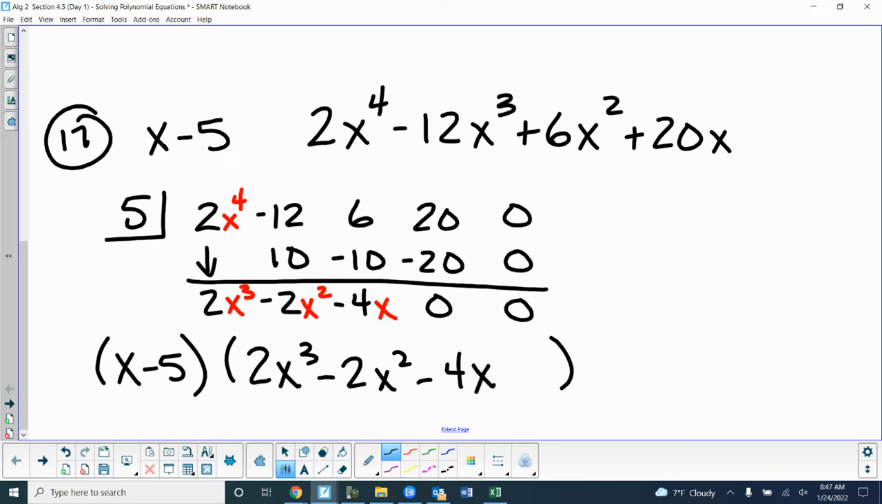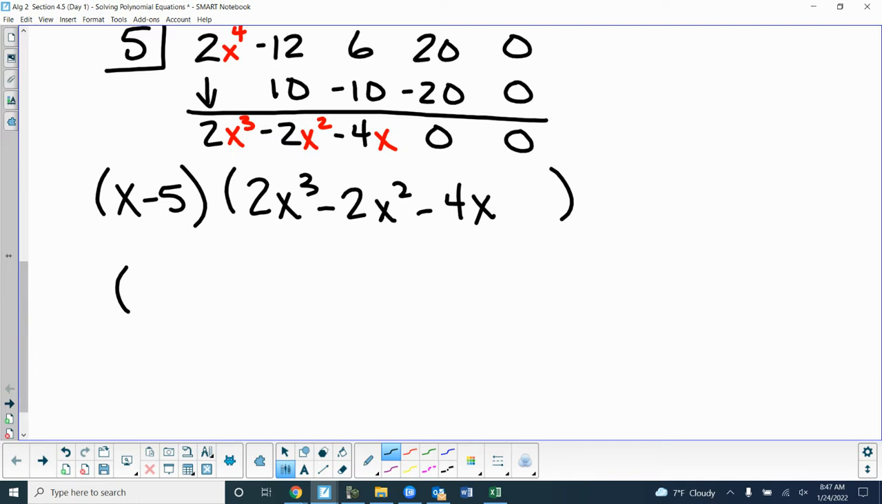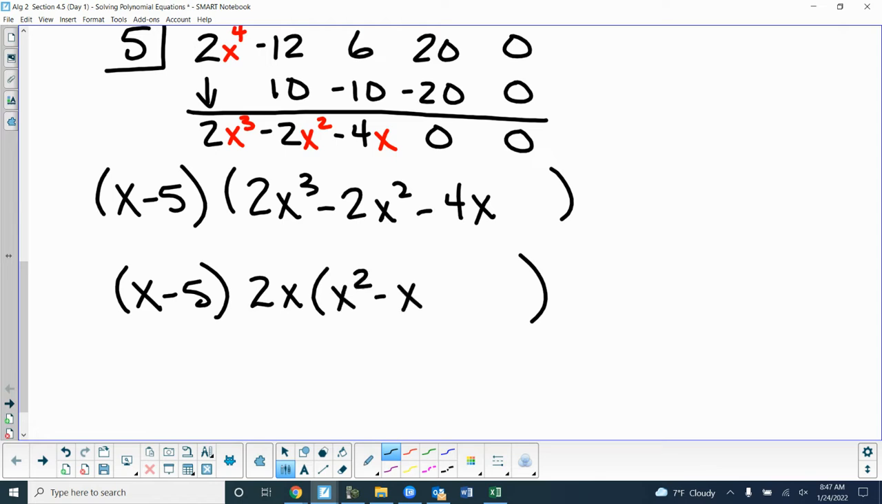And now we're supposed to factor completely. So we have to factor this trinomial here. So what's our first step in factoring? Look for a GCF. Well, what is the GCF? 2x, right? All right, when I divide 2x cubed by 2x, I get x squared. Negative 2x squared divided by 2x is negative x. And negative 4x divided by 2x is negative 2.